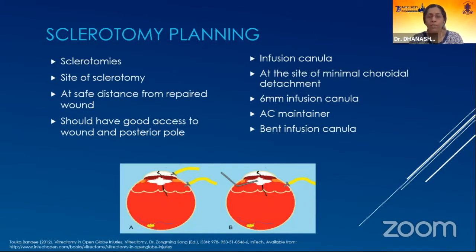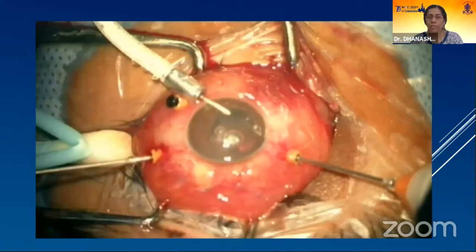Sclerotomy planning is very essential, and you must pay meticulous attention to the position, the site of sclerotomy. It should be at a safe distance from the repair wound, and at the same time it should have good access to the wound as well as to the posterior pole. Infusion cannula placement is also very important. One must avoid sites of large peripheral detachments, and if you suspect a detachment, then a 6 millimeter infusion cannula is better. Otherwise, you can also use an AC maintainer like this, or even a bent infusion cannula.